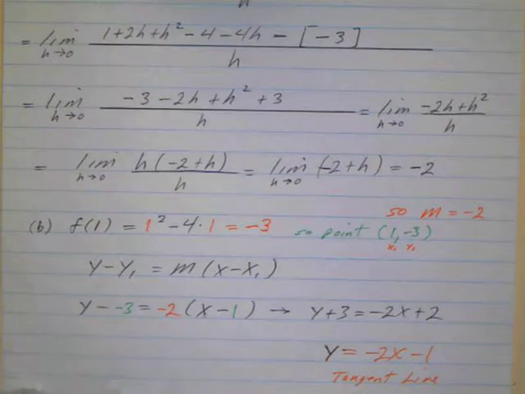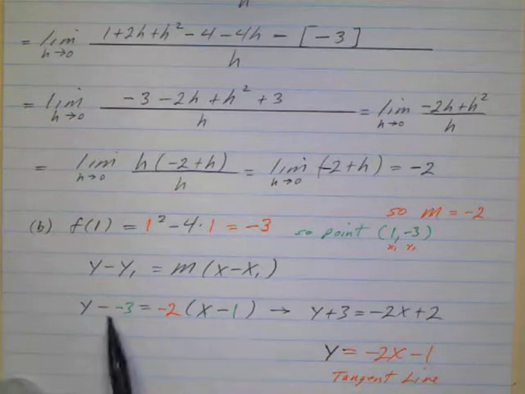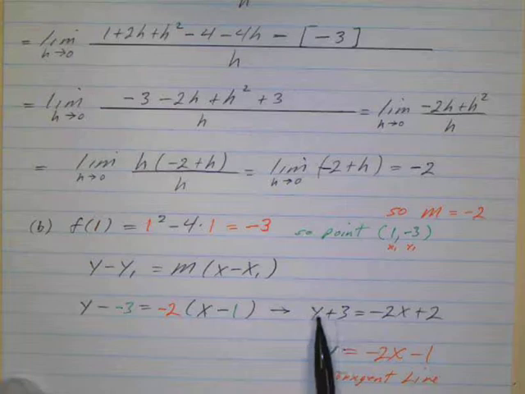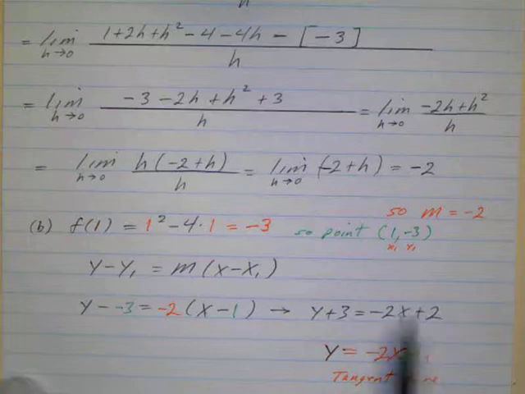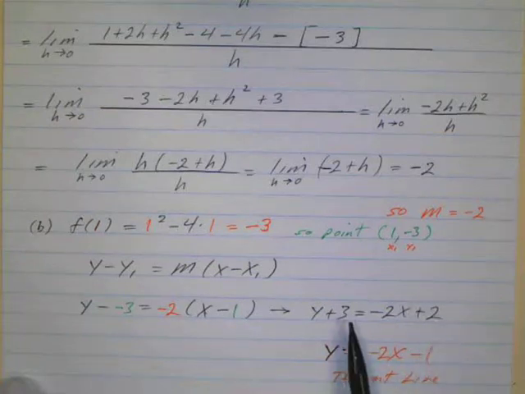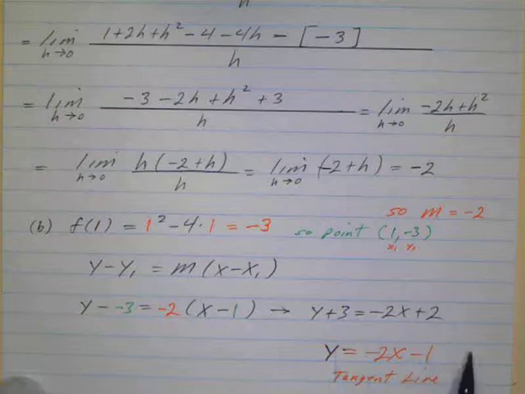All right. And then a negative times a negative is a positive, so I've got y plus 3 equals negative 2x, minus times a minus is a plus 2. And then if I subtract 3 from both sides, I've got negative 2x, plus 2 minus 3 is negative 1, and that's the equation of the tangent line.